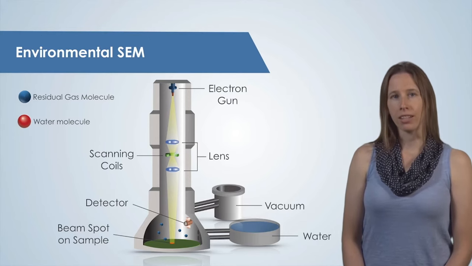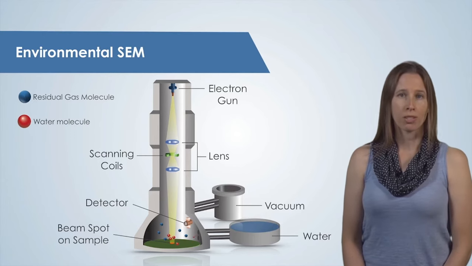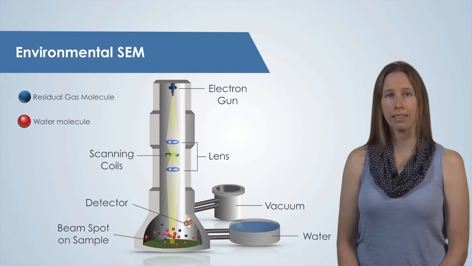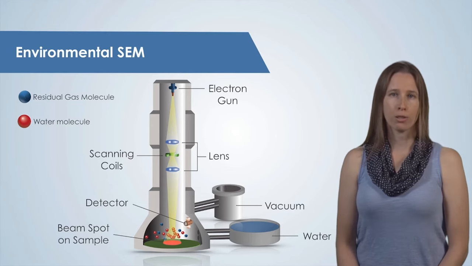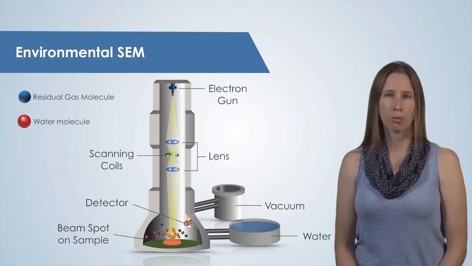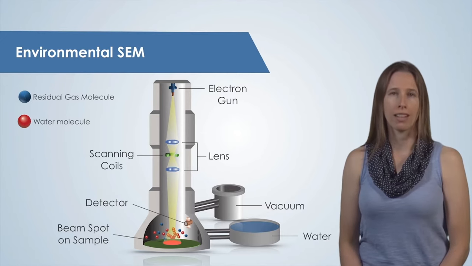There is one disadvantage of using an environmental SEM. When you introduce water molecules into the chamber, the electrons that are traveling towards the sample will hit these water molecules and scatter. The result is that the electron beam is not as tightly focused as in a traditional low-pressure SEM. Thus, the resolution of the images is not as good.